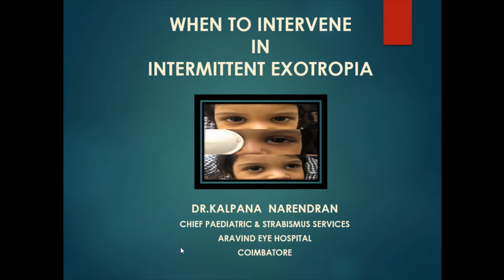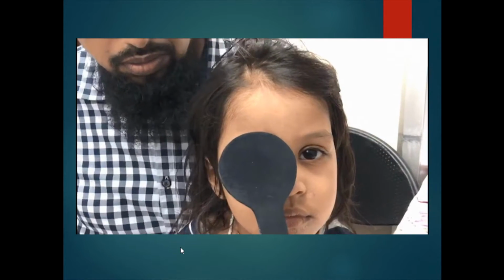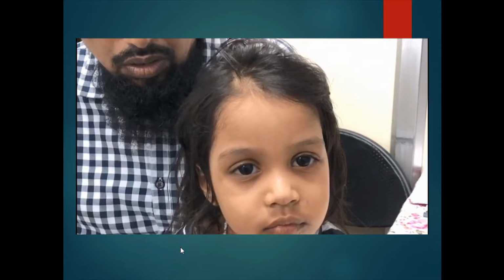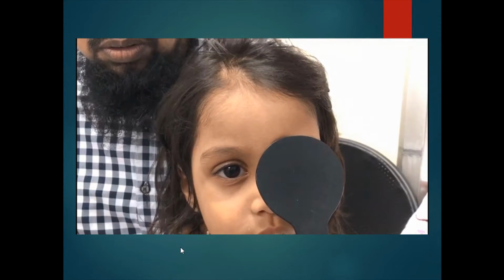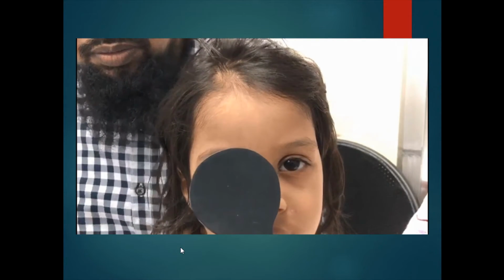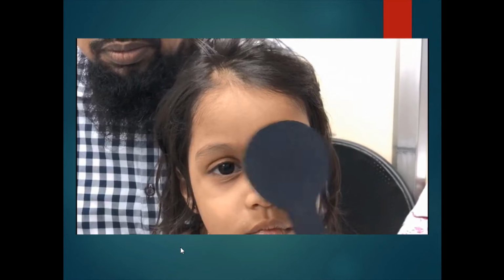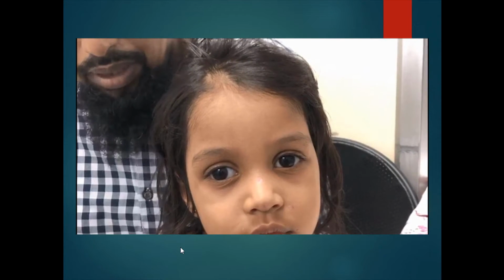I don't think intermittent exotropia is that complicated, but then this is a child presenting to you, a 3-year-old child presenting to you with parents complaining of intermittent squinting. You can see well here, she is orthophoric, but then when you do the cover test, and then when you take the cover, try to break the fusion, there is exotropia. This is a classical case of intermittent exotropia.